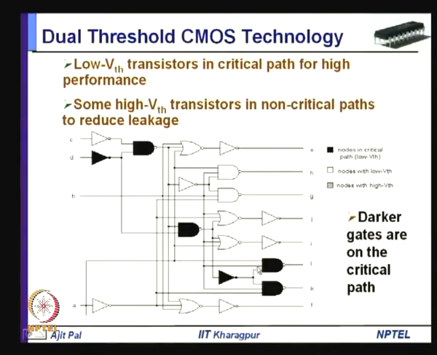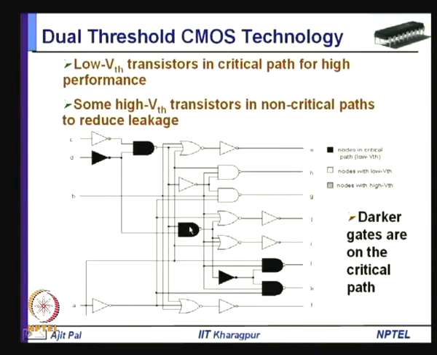As you can see, the gates which are shown in dark form are on the critical path. On the other hand, the other gates which are not dark are on the non-critical path. So, what can be done, since the performance is very important for the gates on the critical path, you can realize these gates which are dark in this diagram by using low threshold voltage transistors. As you know, low threshold voltage transistors will give you high performance.